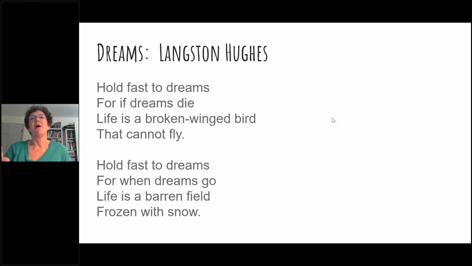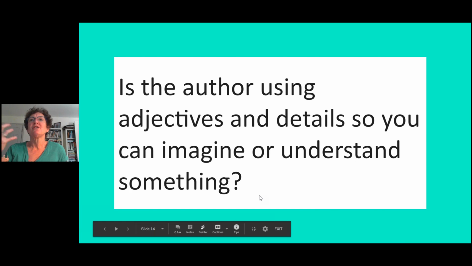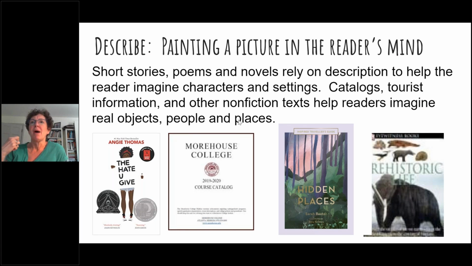What is Langston Hughes' purpose in this poem? Is the author using adjectives and detail so you can imagine or understand something? Well, I definitely can imagine what that broken-winged bird looks like or what that empty field looks like. And I understand the feeling that I have when I see a broken-winged bird. I feel helpless. When I see a barren field, it makes me a little sad and empty feeling. So, what is the author's purpose? It is to describe something, to paint a picture in my mind.